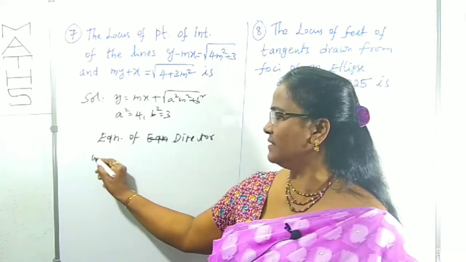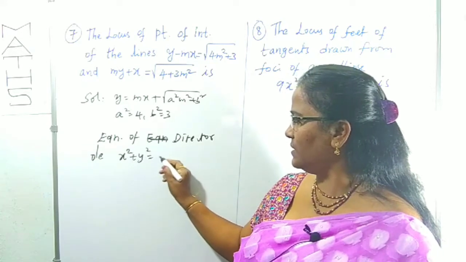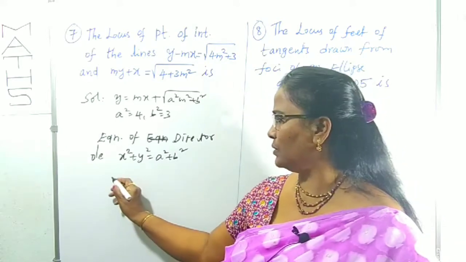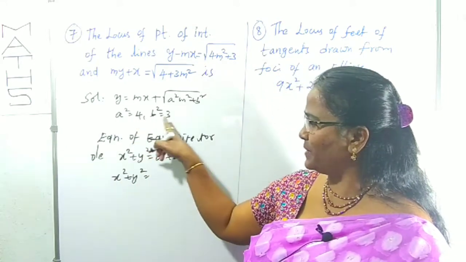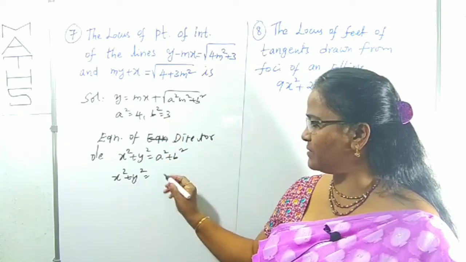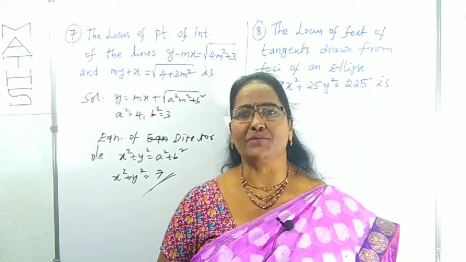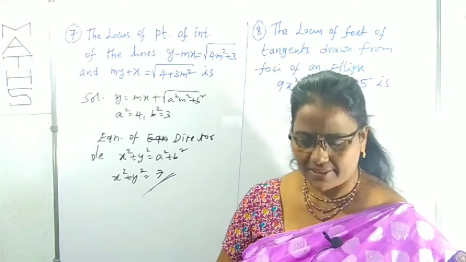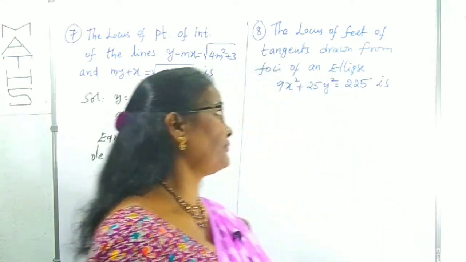What is that? That is x square plus y square is equal to a square plus b square. Now, a square is 4, b square is 3, so a square plus b square is clearly 7. This is the required locus of the points of intersection of straight lines, so indirectly it is asking for the director circle equation.